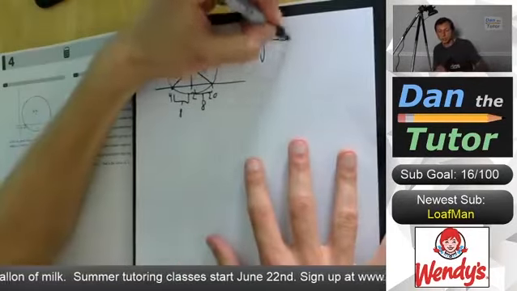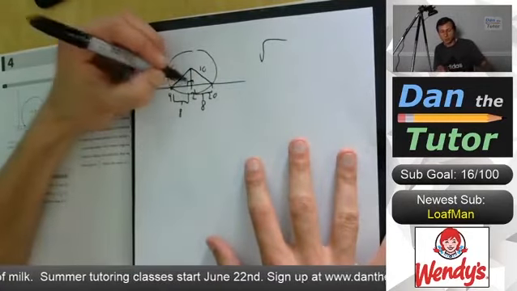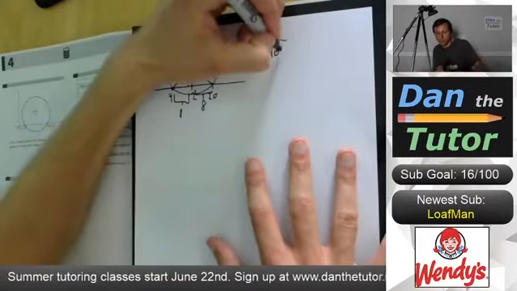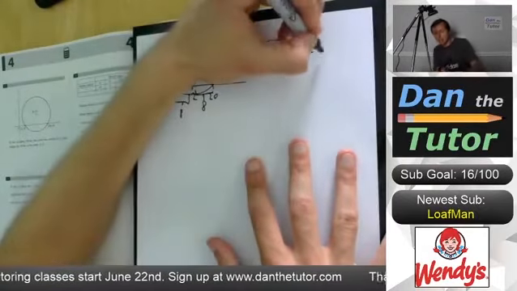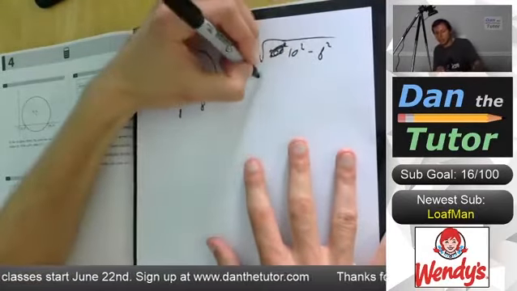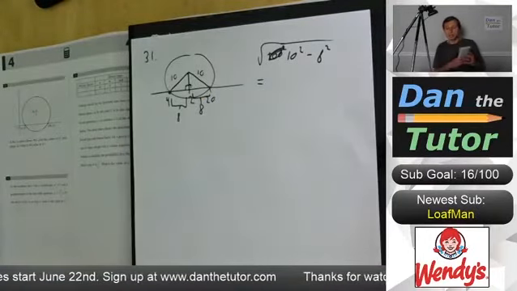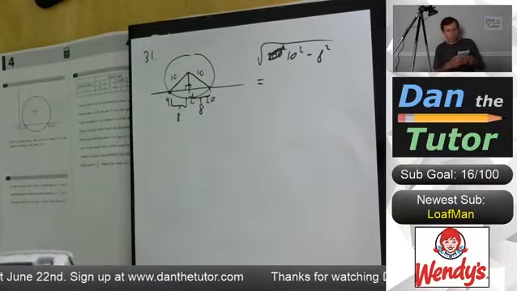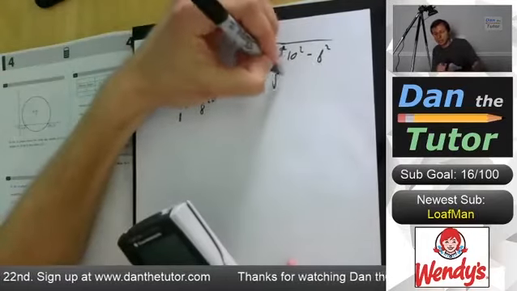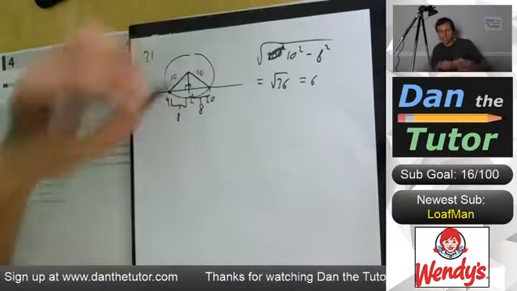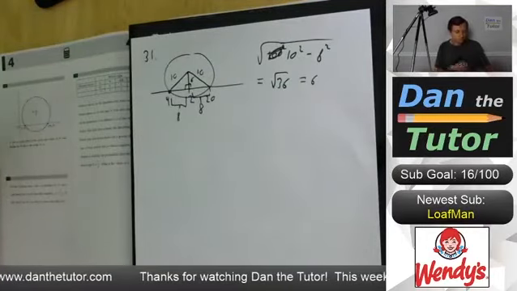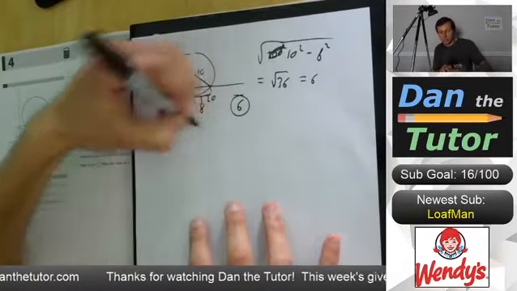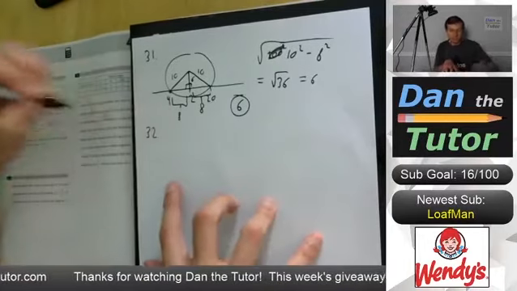To find the third component, we need to use Pythagorean Theorem because these are both right triangles. It's going to be square root of 10 squared minus 8 squared, which is going to give us 100 minus 64 is 36. Square root of 36, which is 6. So k equals 6. And since it's a grid I'm just going to circle 6.